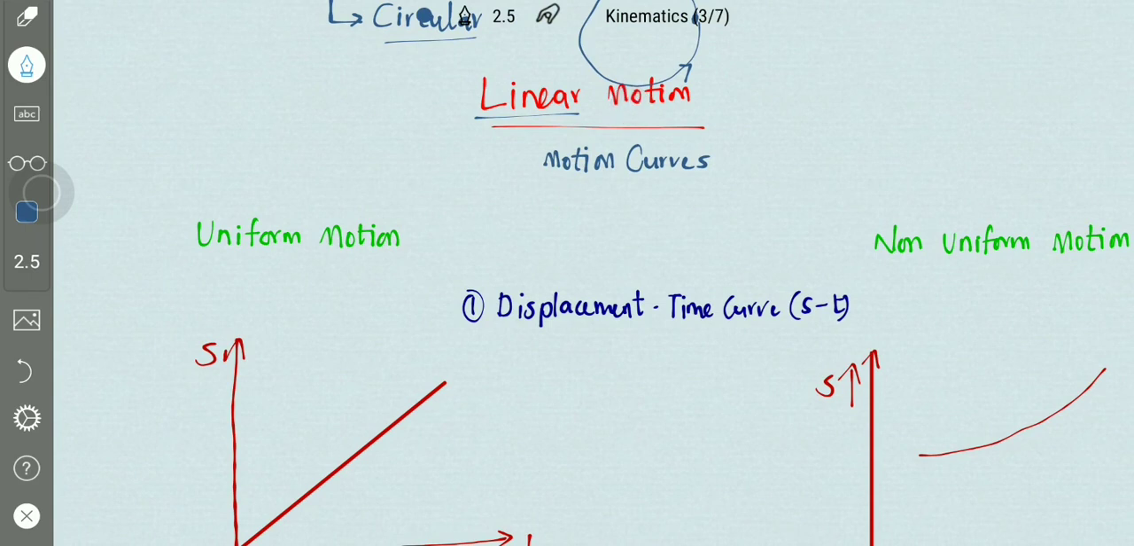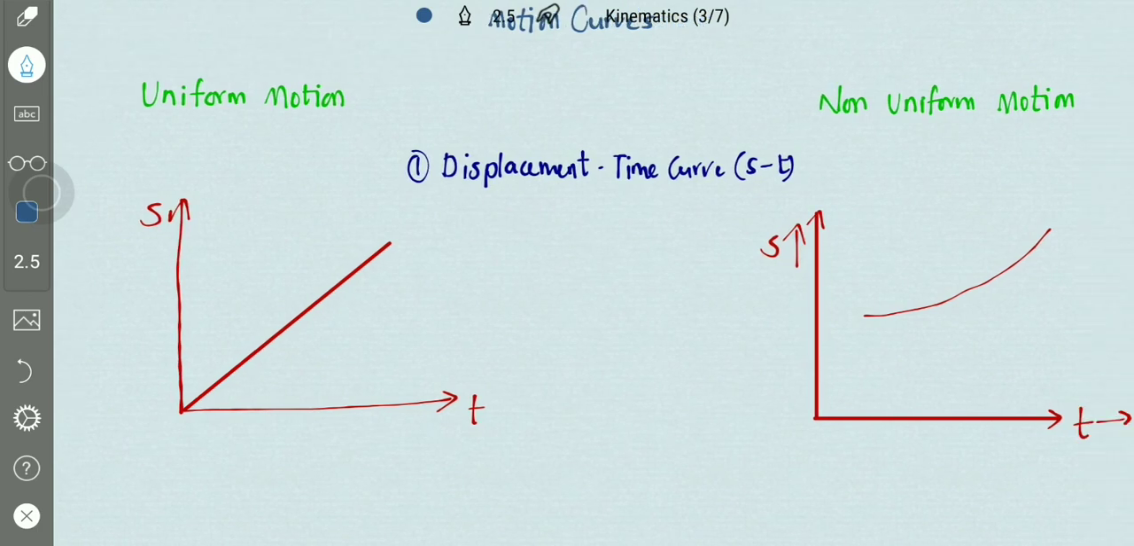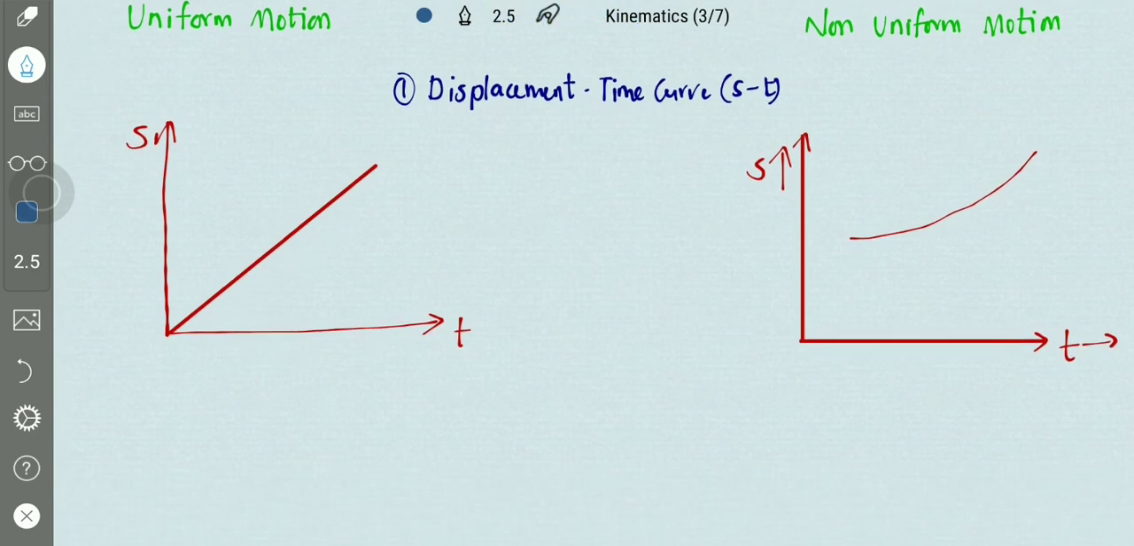What is uniform motion? If it travels with a constant velocity, it is called uniform motion, and if it travels with a changing velocity, it is called non-uniform motion. There are some important curves which are asked in the GATE exam. It will be asked like this: you will be given 4 types of curves, and it will be asked to find which one of the following is the uniform motion curve.